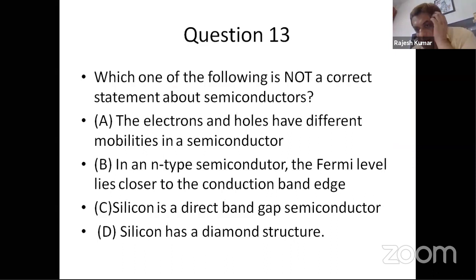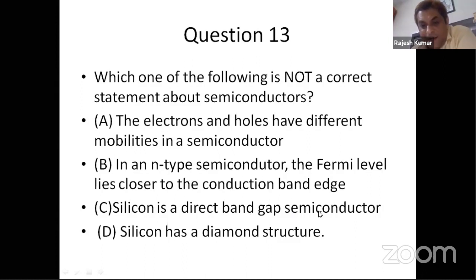And this is a very simple one. Which one of the following is not a correct statement about semiconductors? The electrons and holes have different mobilities in a semiconductor. They can have different mobilities. In an n-type semiconductor, the Fermi level lies closer to the conduction band edge. That is also okay.